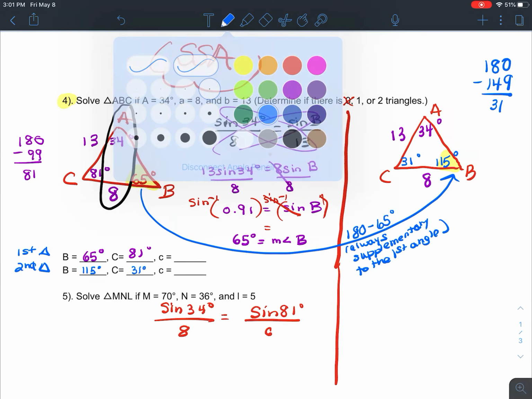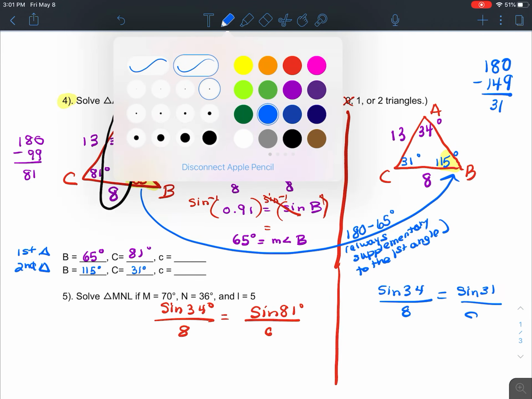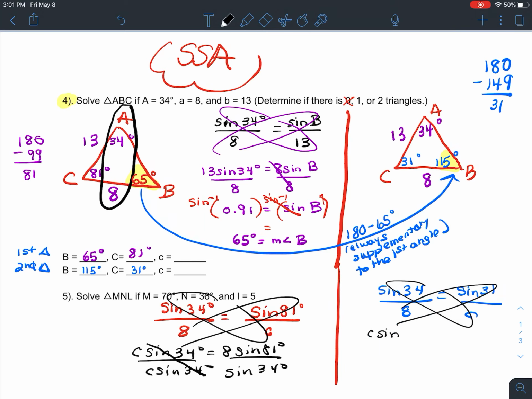And then when I come over to my other triangle on the right, same thing. I'm going to start with that strong ratio, sine of 34 over 8, but set that equal to sine of 31 over C. And then all I have left to do is simply cross multiply. In both of these scenarios, I'm cross multiplying. And then I'm not finding an angle, so I'm not going to use the inverse trig button. I'm just going to divide by sine of 34 from both sides there. And over here, same thing. I would divide by sine of 34.